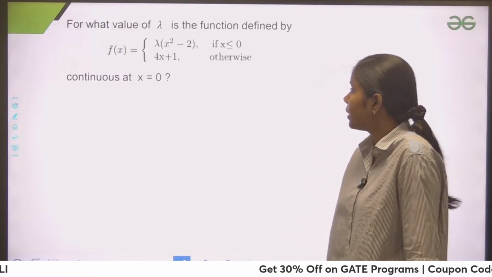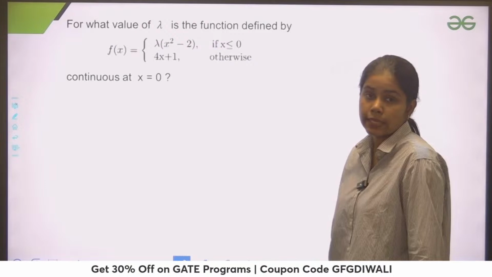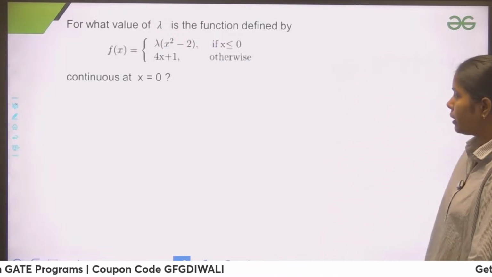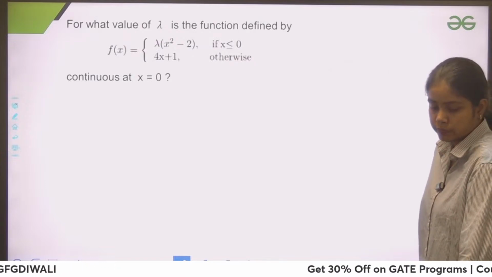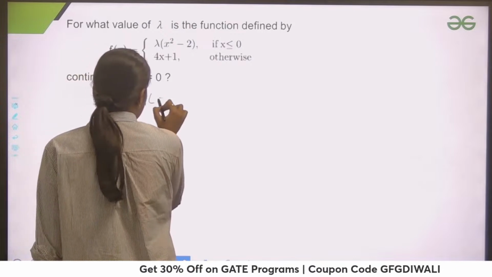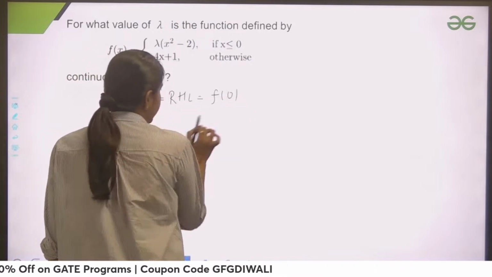So this is the next question. This is another type of question. They are saying that the function is continuous at x equals 0. So they are asking for what value of lambda the function is continuous at x equals 0. So guys, for continuity, we just have to check that left hand limit equals right hand limit and equals the function's value. Any two things you would take.